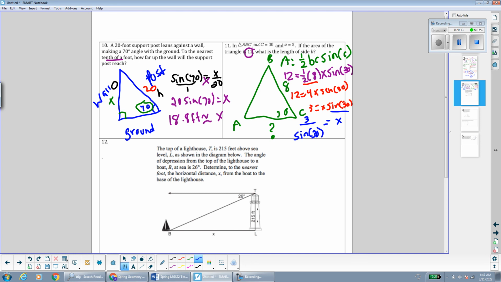When I put that into my calculator, I get that x is equal to 6. So that's the side that we're looking for. And if you wanted to confirm that your answer was correct, you can plug both of these sides and the angle back into your area of a triangle formula and see that you do get 12.